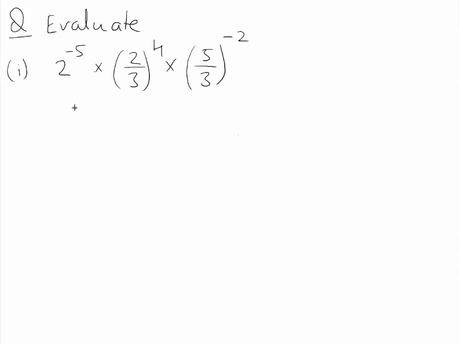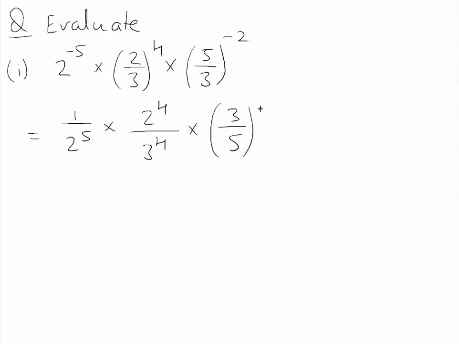So let's solve a few questions. The first question is, let's say we need to evaluate this number. Let's try this. 2 to the power minus 5 will become 1 by 2 to the power 5, because this is a negative exponent. This will become 2 to the power 4 divided by 3 to the power 4 multiplied by, now this is a negative exponent, so we need to take the reciprocal of 5 by 3. So this will become 3 by 5 whole square.